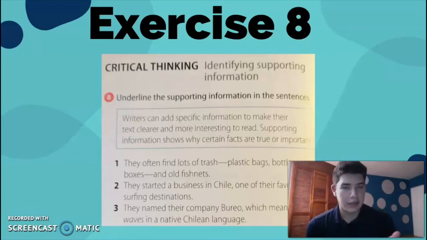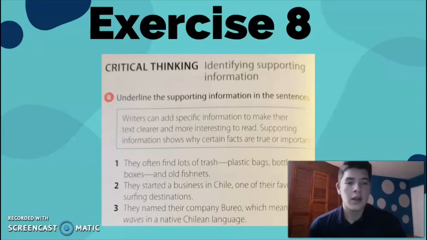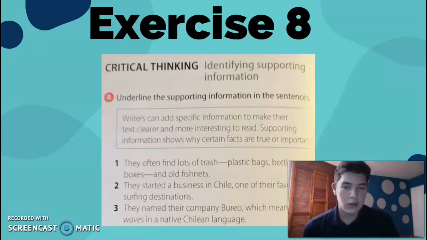They find plastic bags, they find bottles, they find boxes, and old fish nets. And well, that will be the extra information in sentence number 1. So just underline it, and in a minute I will put the picture of the underlined answers.